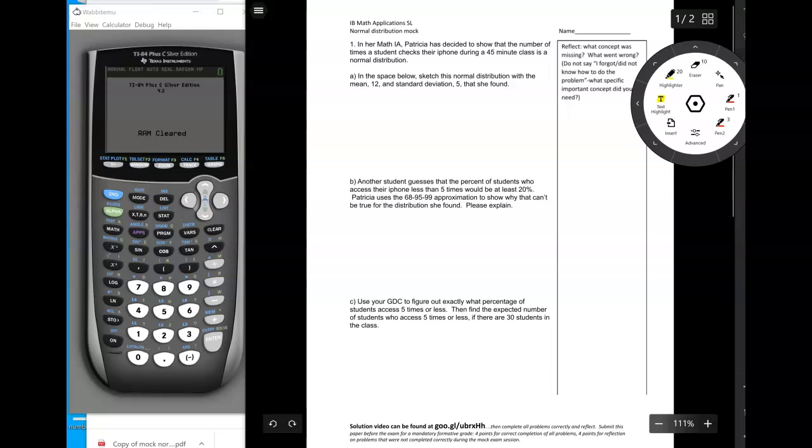So let's get the pen. It's a good way to check your final answers to see if they make sense. So the mean is in the middle, that's 12. Standard deviation is the width of each one of these sections. So the next section label should be 12 plus 5, 17. The next one should be 17 plus 5, 22, and so on. So this would be 27.